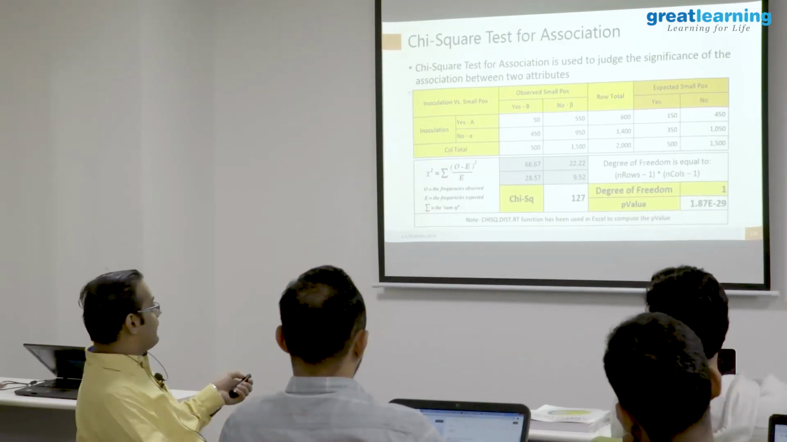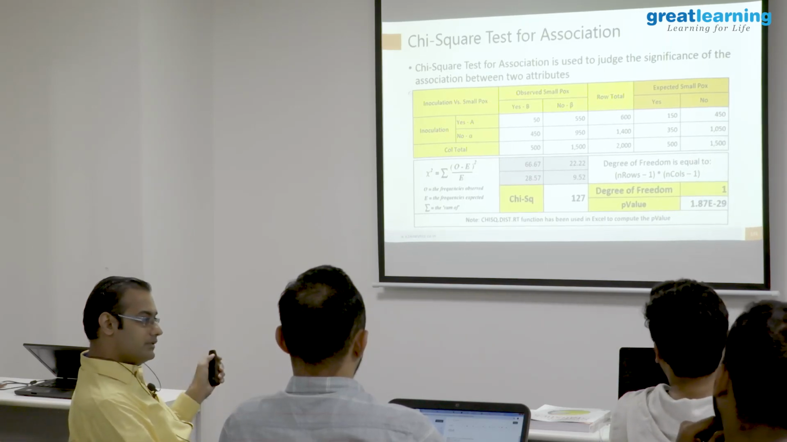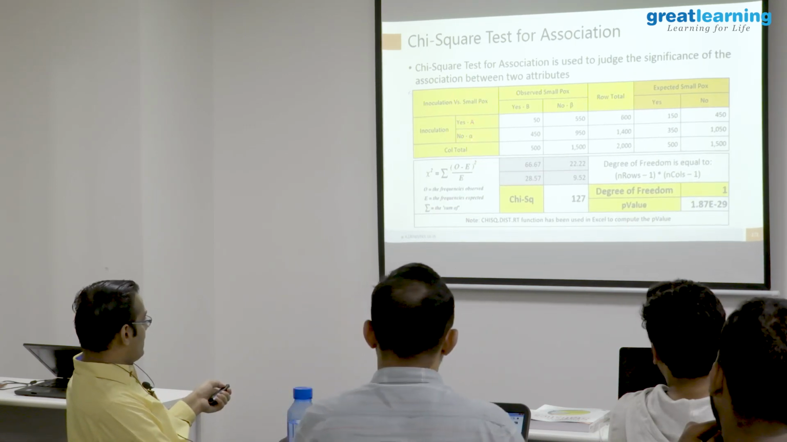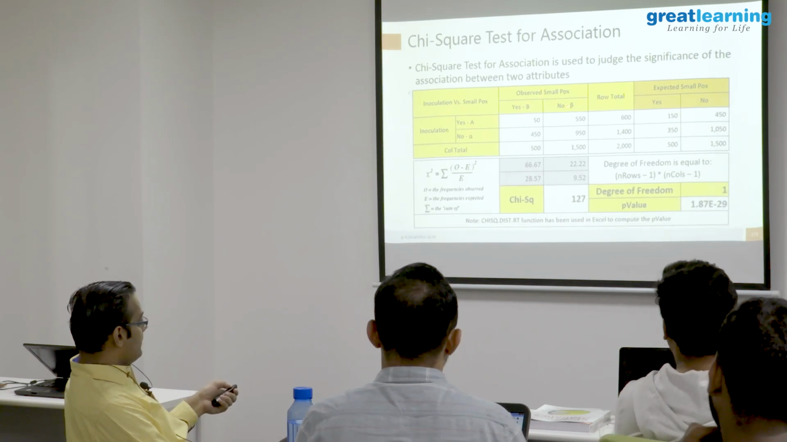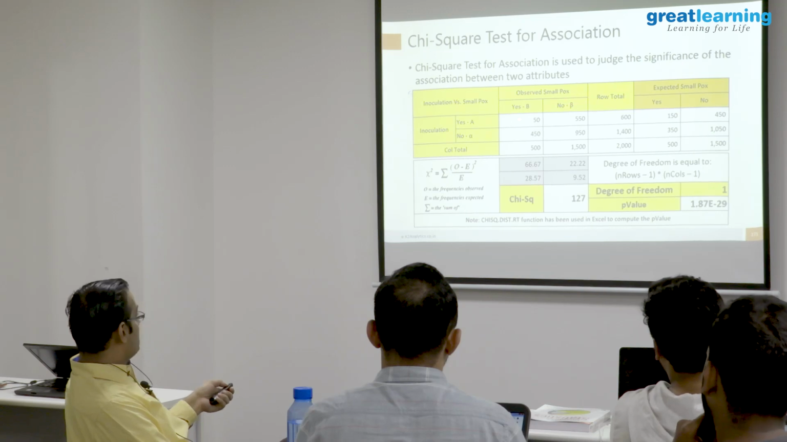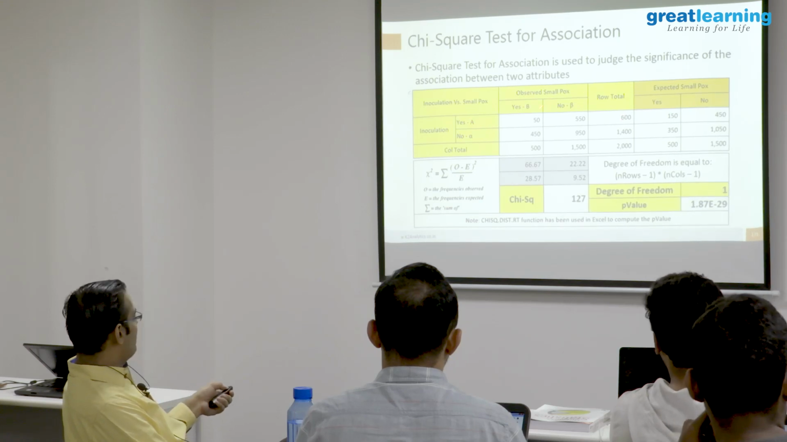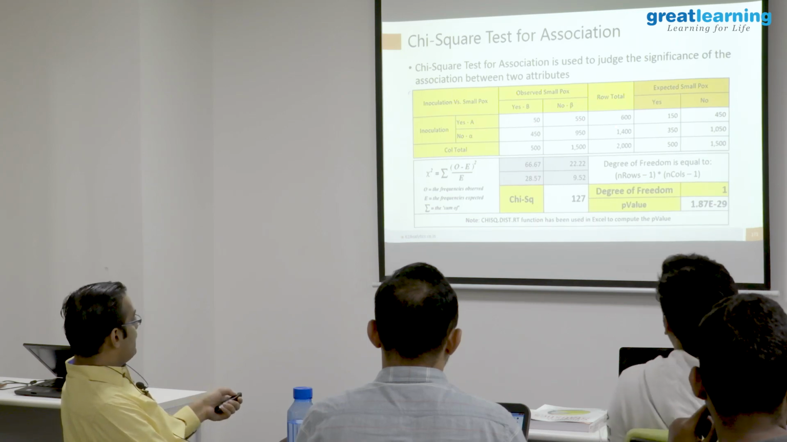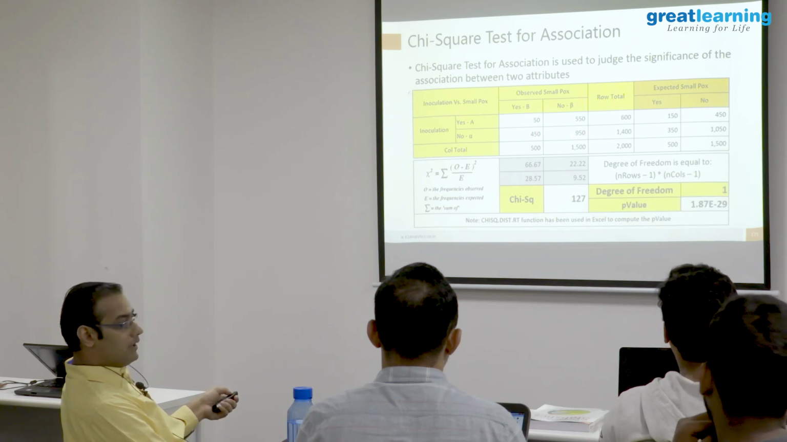So here we are trying to see the relation between vaccination and smallpox disease. This is the vaccinated set of people, these are not vaccinated people. These are the people who got the smallpox disease, these are the people who did not get the smallpox disease. The numbers are actual numbers, observed numbers. There were 600 people who were vaccinated, of which 50 got smallpox, 550 did not. There were 1400 people who were not vaccinated, 450 got smallpox and 950 did not get.